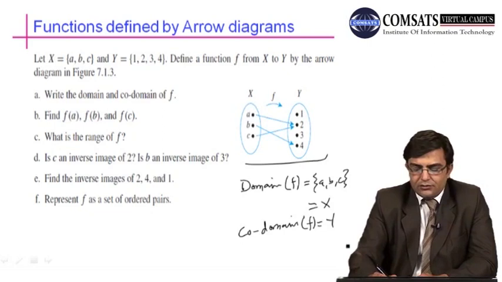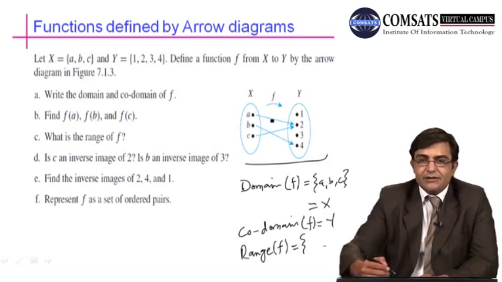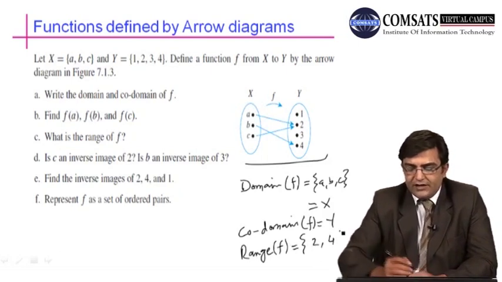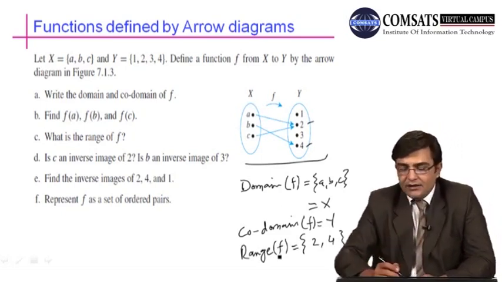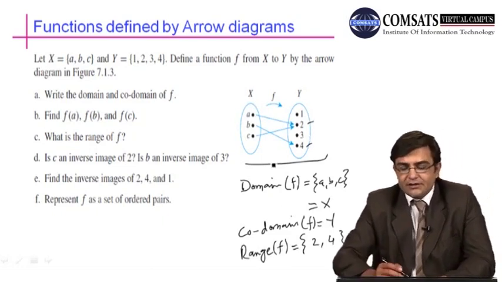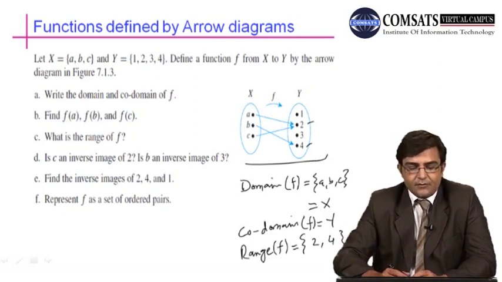And if we want to write the range of this function, then the range of this function is basically, it contains only those elements of Y which are related to some element in X. So these are 2 and 4. The range of f is {2, 4}, because 2 is related, 4 is related to some element in X. 1 and 3, they are not related to some element in X. So therefore they don't come in the range of this function.